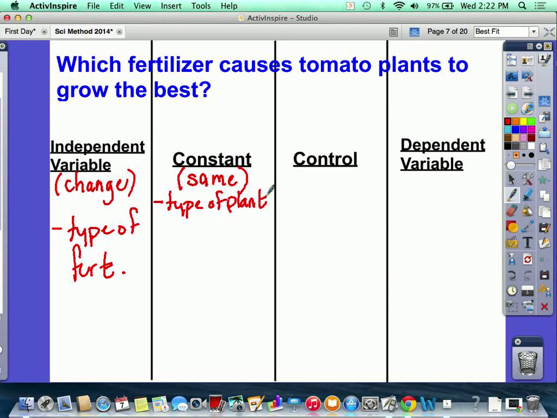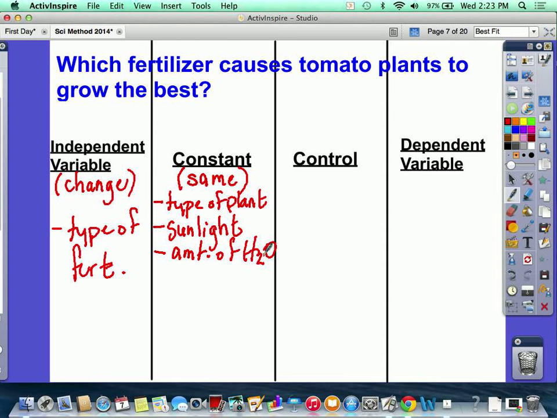Very good. What's something else that we should keep the same, that we should not change? Jacob? The location. What do you mean by that? How much sun the plants are getting. Very good. Y'all agree? If you change the amount of sunlight, you might cause the plant to grow just from the difference in sunlight, right? And not from the fertilizer alone. Very good. Anything else that we should keep the same? Yes, ma'am. How much water? Very good. The amount of water would need to stay the same.